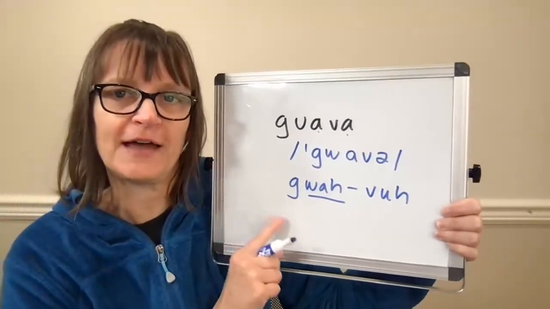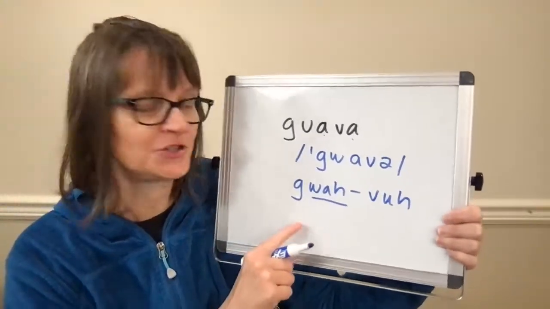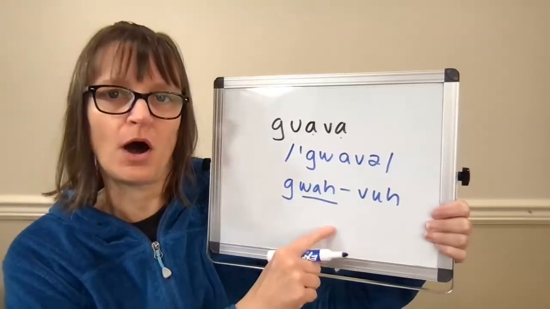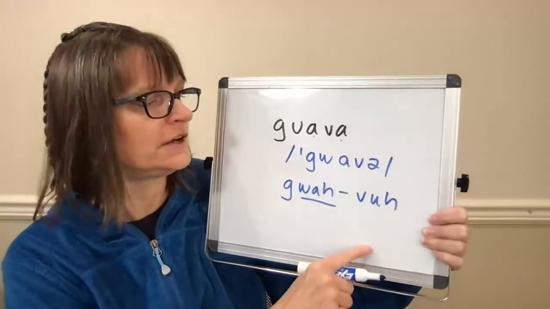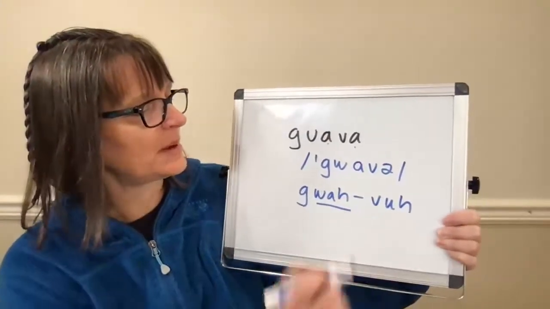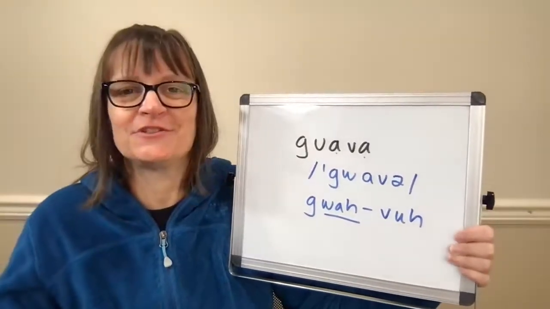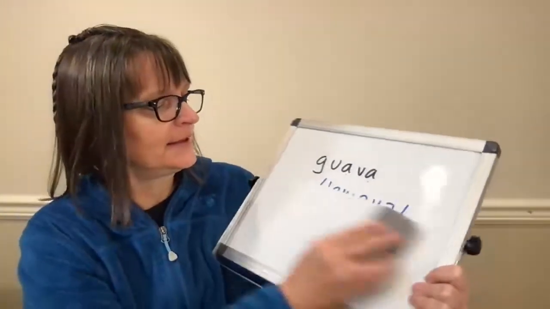If you find that gua combination hard to do, you can try it without the G, like wa, and then add your G, wa, gua, guava. And just remember that you don't want any sort of clear vowel on that last syllable. It's a reduced schwa, the sound.